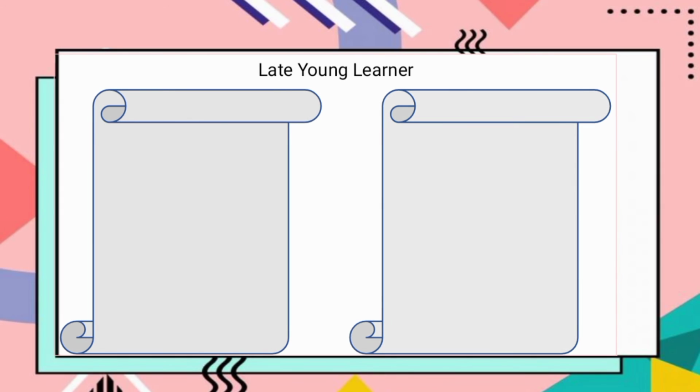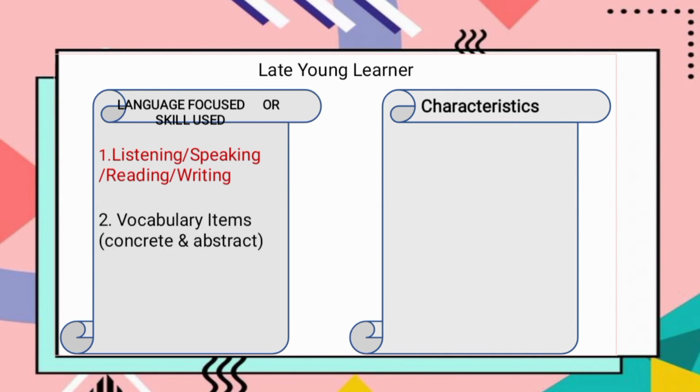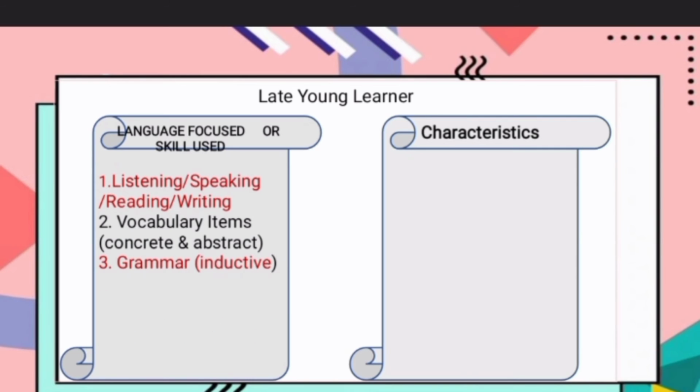And how about late young learners? Language focus or skill use: first, listening, speaking, reading, and writing. And the second, vocabulary items include concrete and abstract. And the last is grammar.